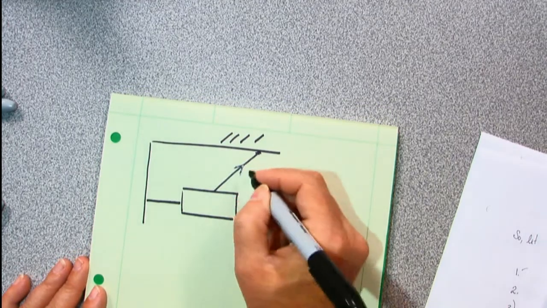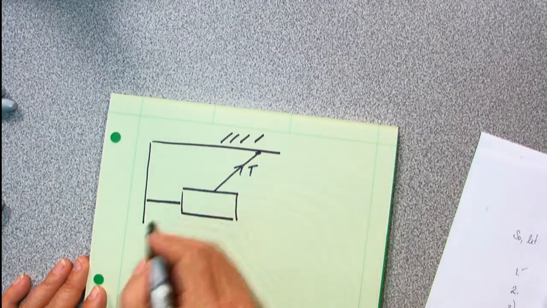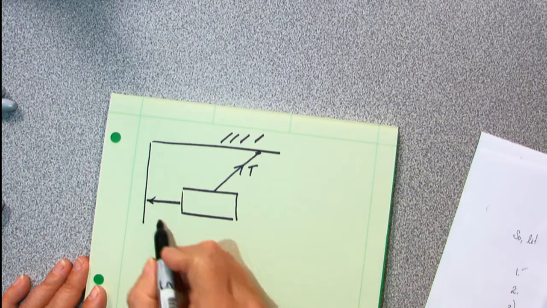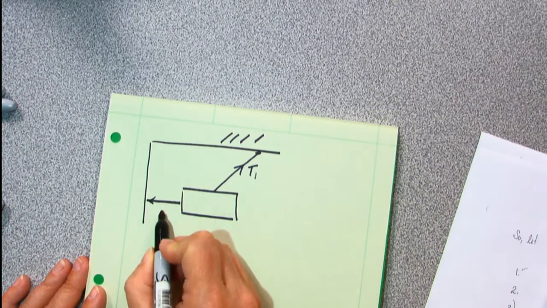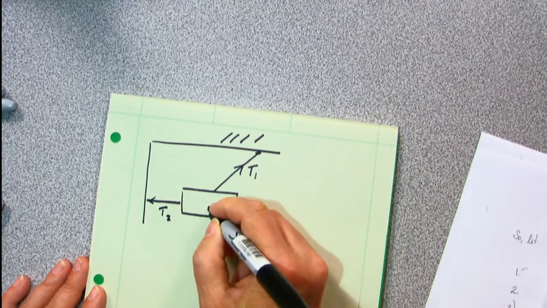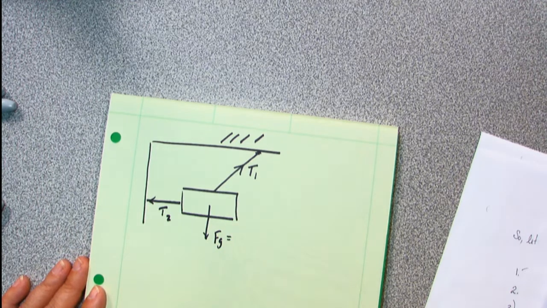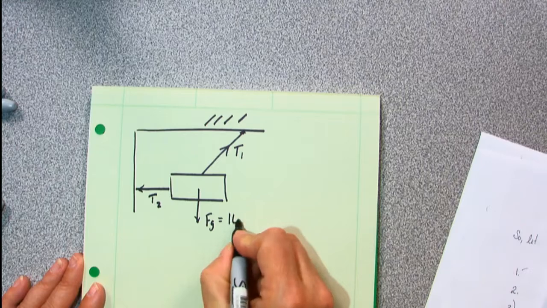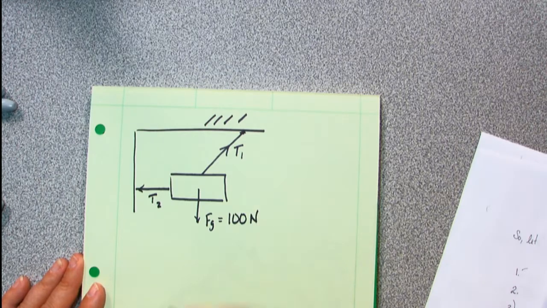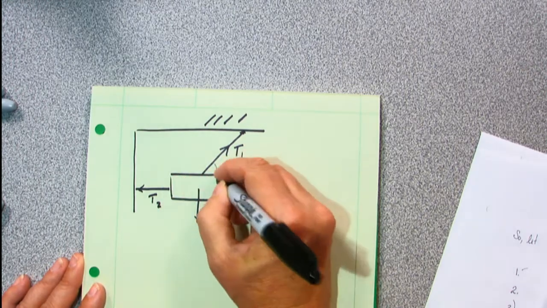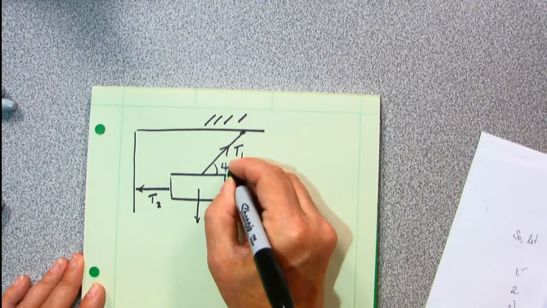and I want to find the tension in these cables. This is tension 1, this is tension 2, this is my force due to gravity. And we're going to go ahead and give it to us, and we're going to say it's 100 newtons. This angle we're going to say is 45 degrees.